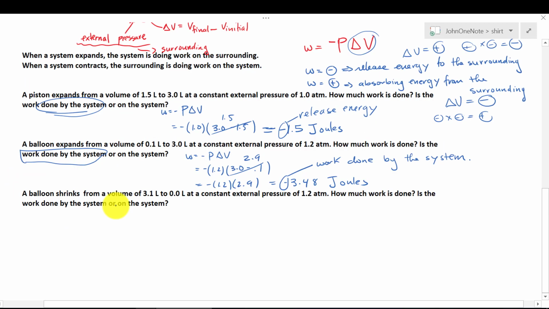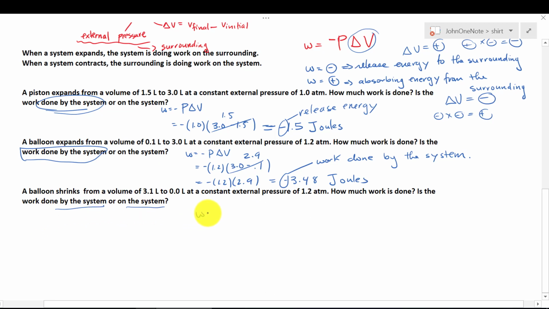Let's try the last problem. A balloon shrinks from a volume of 3.1 to 0 liters at a constant external pressure of 1.2 atm. So it's the opposite of that, right? How much work is done? Is the work done by the system or on the system? Same thing: W is equal to negative pressure times change in V. Negative pressure, in this case external pressure, is 1.2, and your change in V, the final is 0 minus 3.1. That will give us negative 3.1. So the change in volume is negative 3.1 instead of a positive like before, right?